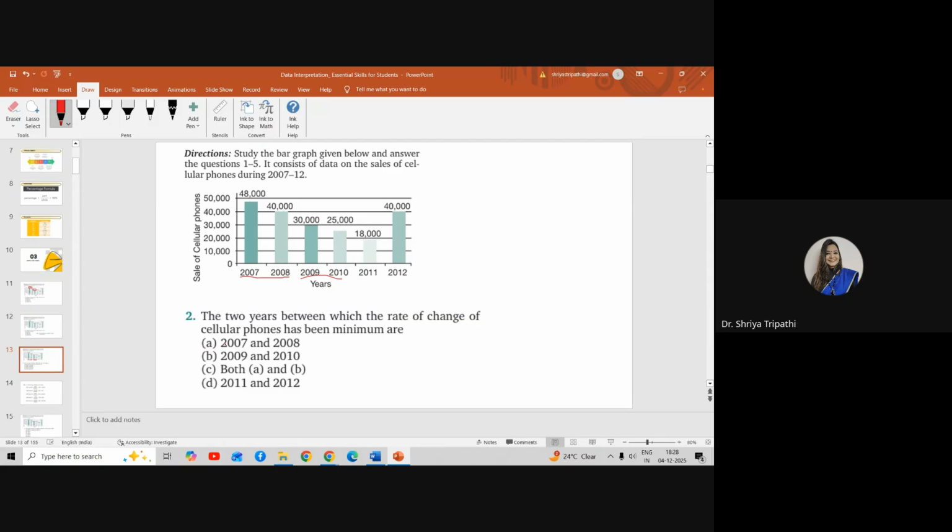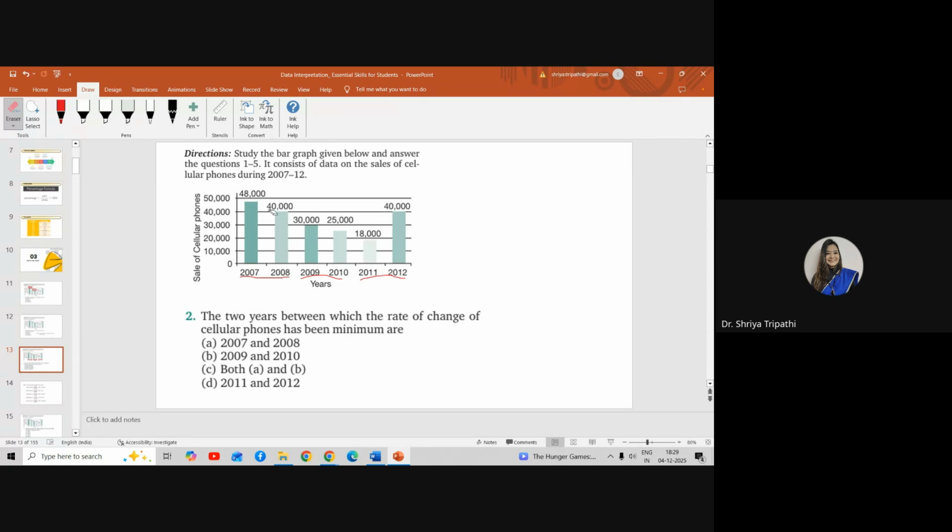Now here we can see the first option given is 2007, 2008, 2009, 2010, and 2011, 2012. If we start calculating for the first one, that is 2007, 2008, what is the difference? 48,000 minus 40,000 is 8,000. Everyone with me? Is it 8,000? Yes, ma'am. What is the base figure which we will be taking? 48,000. Everyone, am I clear? I am trying to find the percentage change.